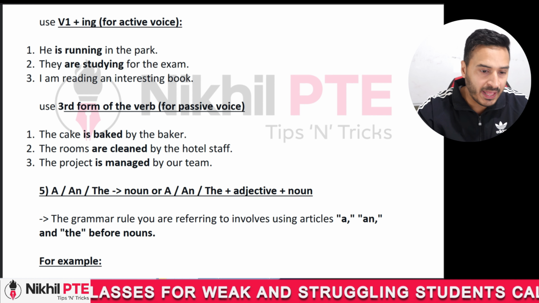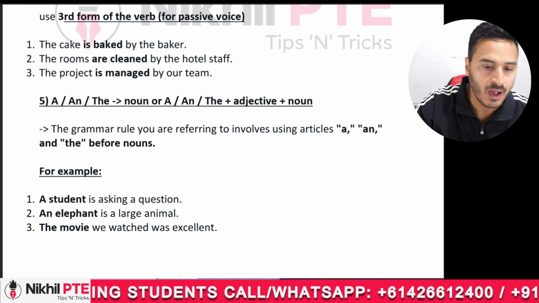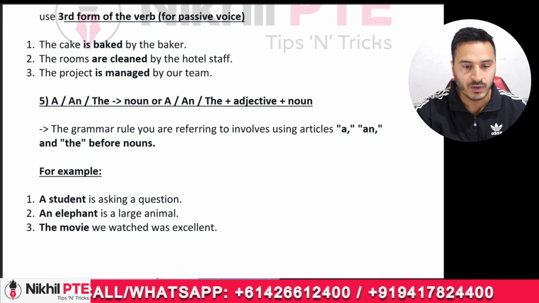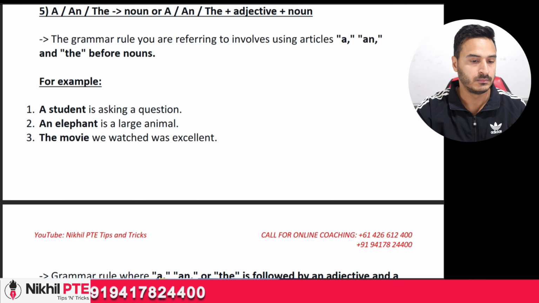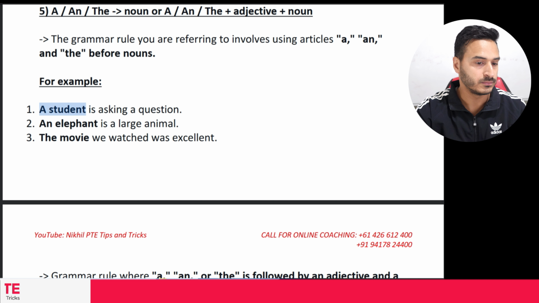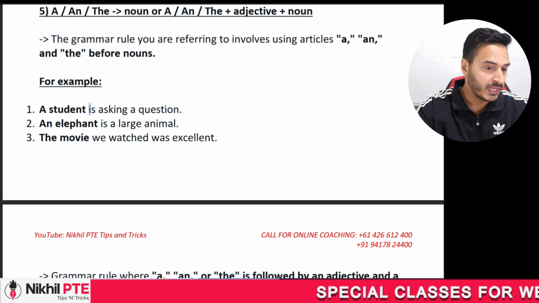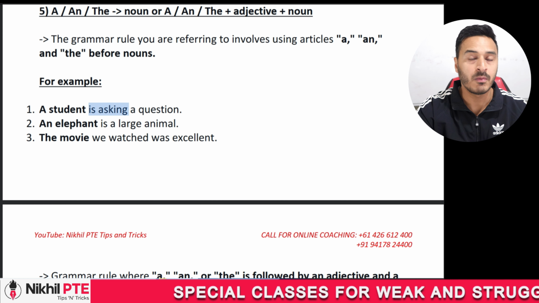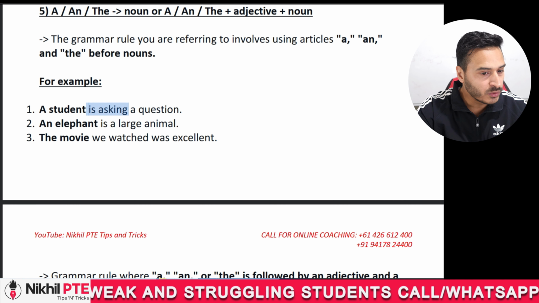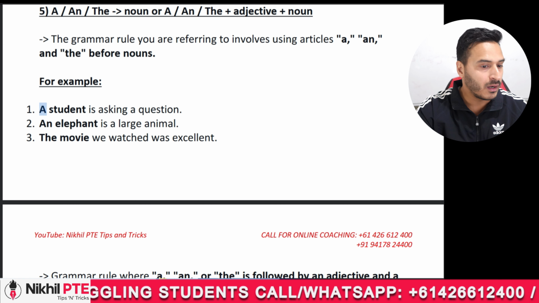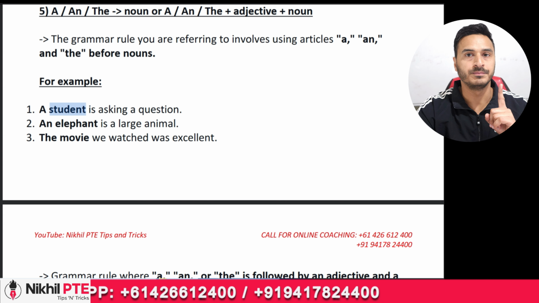So our next rule is the fifth rule. After an, we know that a noun will come, or an adjective plus noun will come. For example, a student is asking a question. So here is plus first form of verb plus ing, right? So again, two rules apply here. After one, a person will come.